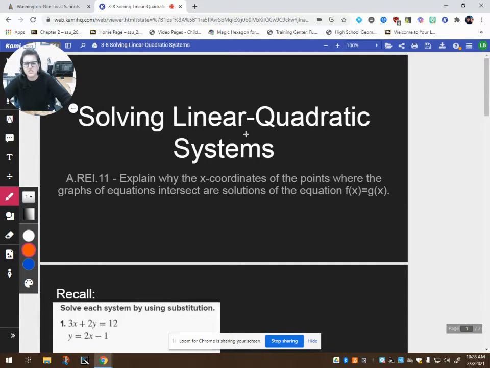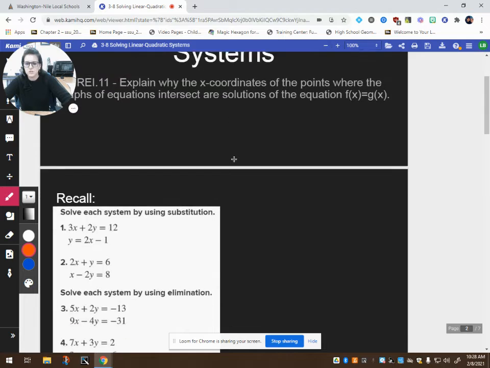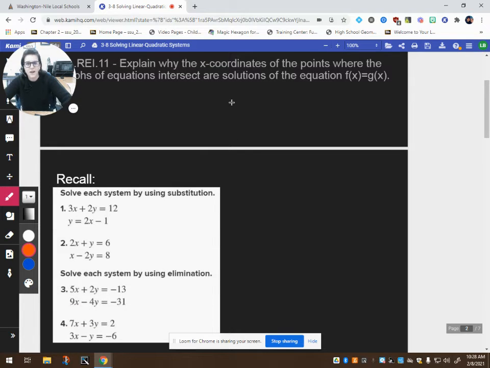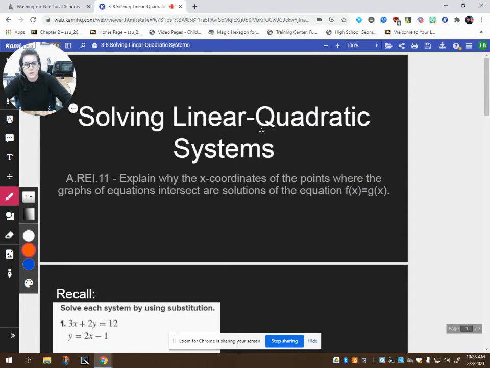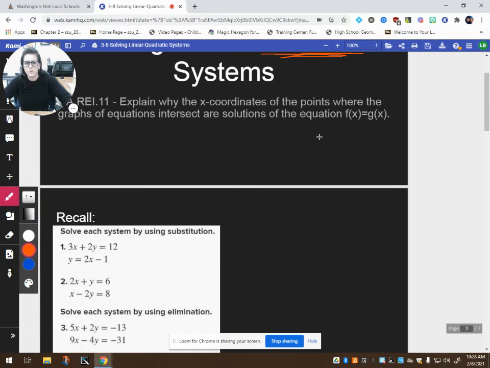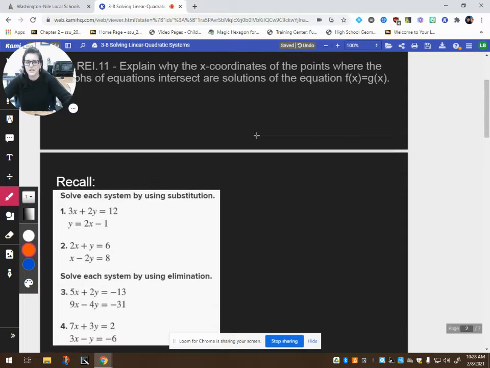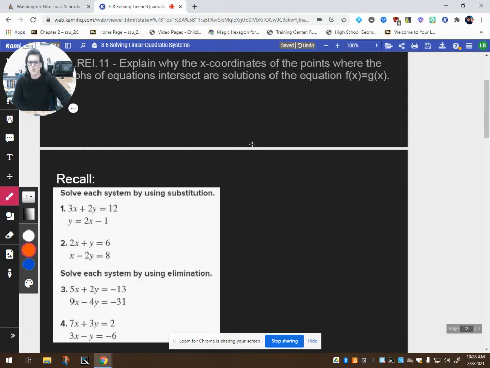We're going to begin with solving linear and quadratic systems. Now you may recall we solved systems of linear equations using substitution and elimination and graphing. And we're going to take that and build upon that and throw in some quadratic systems. So we're going to look at linear and quadratic equations and make that a system to solve.